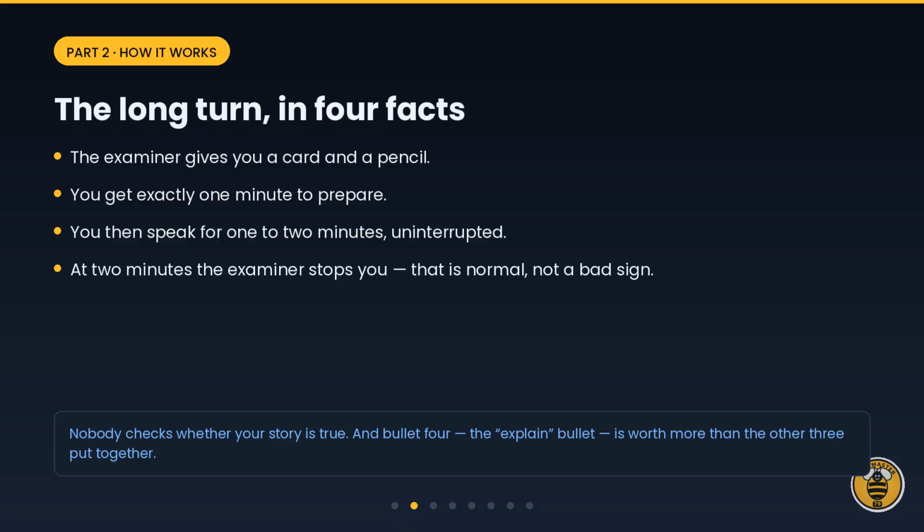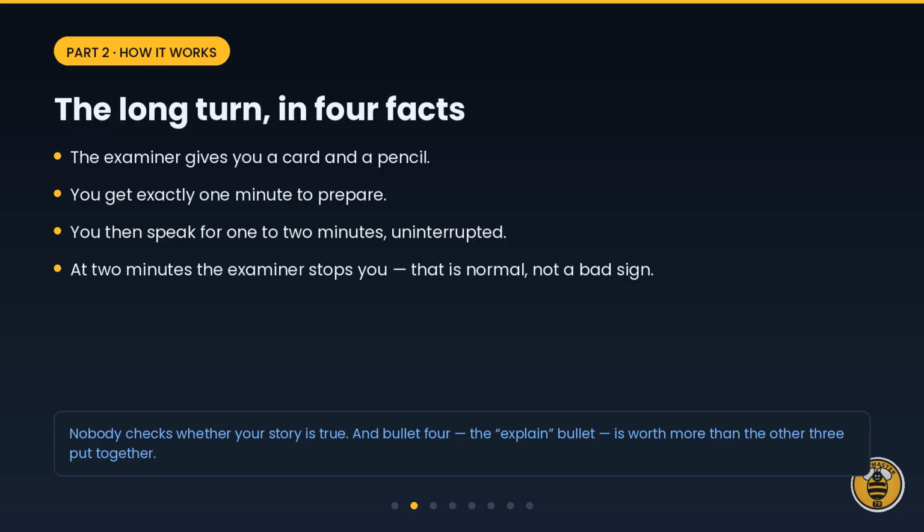Part 2 is the same every single time. The examiner hands you a card and a pencil. You get 1 minute to prepare. Then you speak for 1 to 2 minutes on your own with no interruption. The examiner will stop you at 2 minutes, and that is completely normal, so do not treat it as a bad sign.